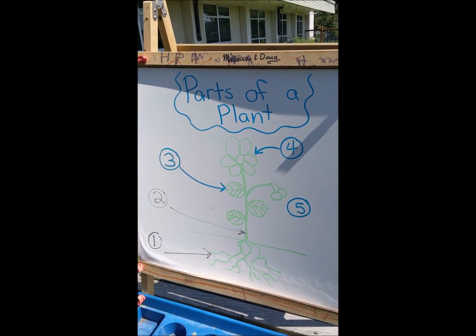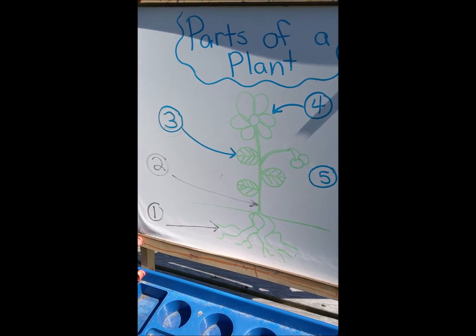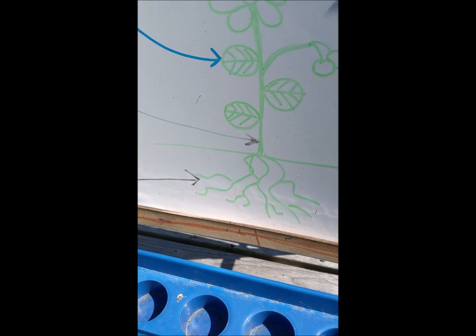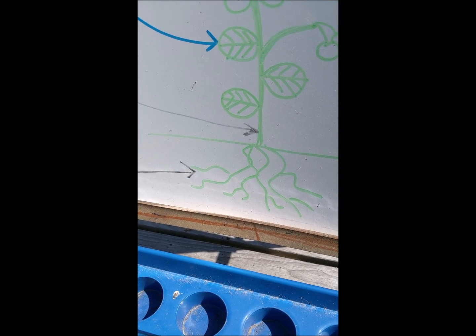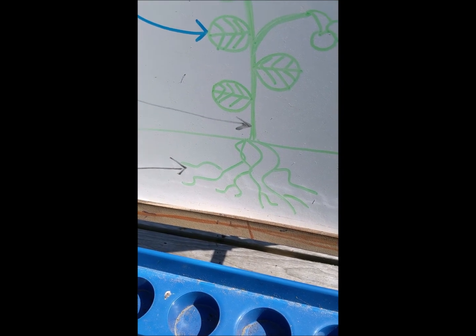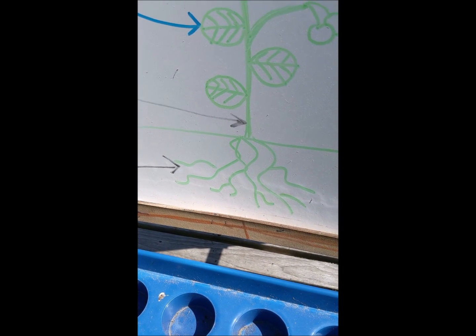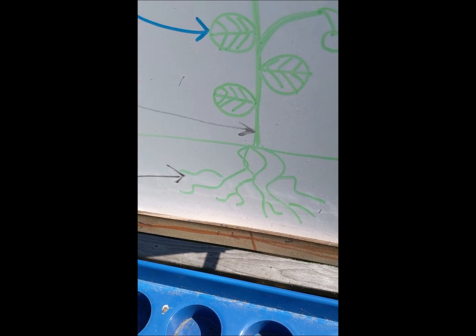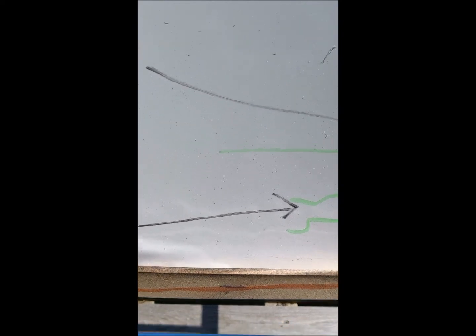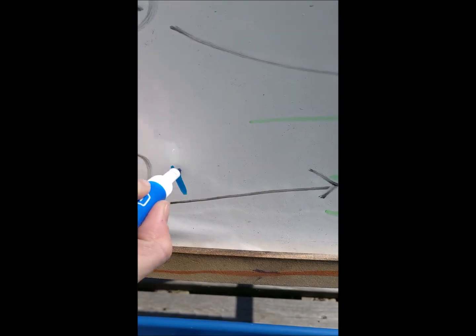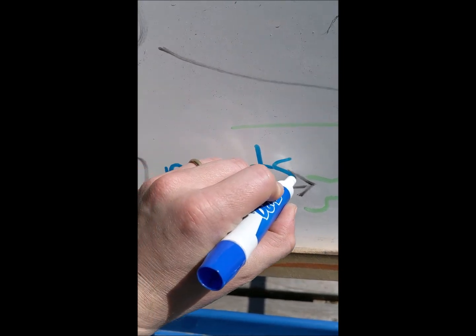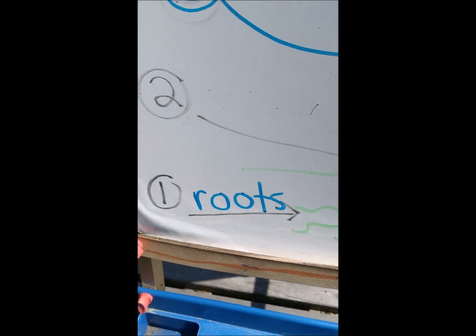So let's start with the part of the plant that is at the bottom. This part of the plant is what soaks up all the water. It's in the dirt. It helps get the nutrients for the plant to help it make it healthy and strong. Does anyone know what that is called? That part of the plant is called the roots. So that is the roots of the plant.